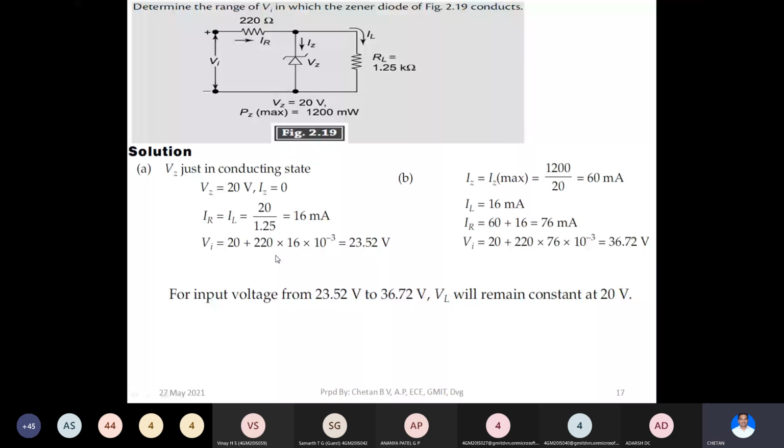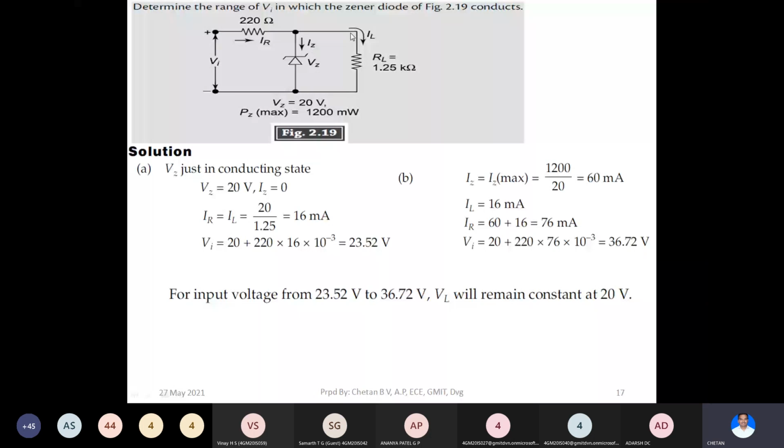Similarly, next you have to find out the maximum value for Vi. If the maximum value of Vi flows here, then there will be a maximum value of IR flowing. As you have to maintain constant IL, the value of IZ will increase. So the value of IZ will increase to a point where you have reached the maximum reverse current, right? So if maximum reverse current is flowing, the power dissipation across this Zener diode would also be maximum.